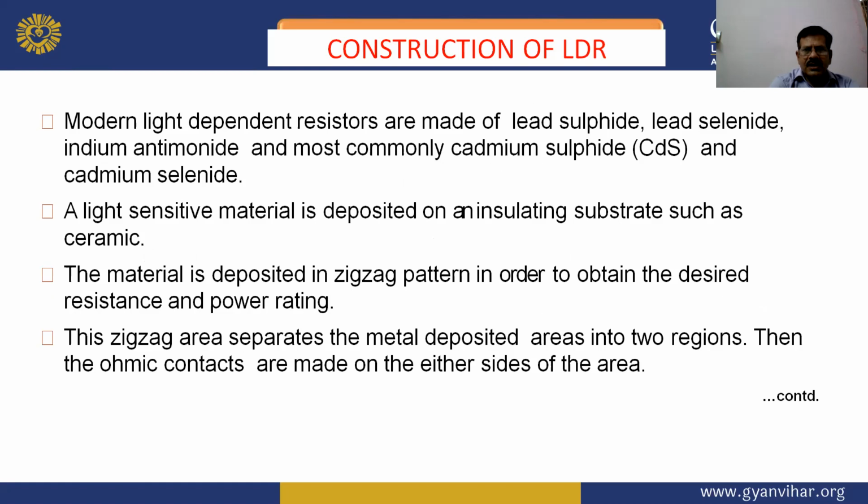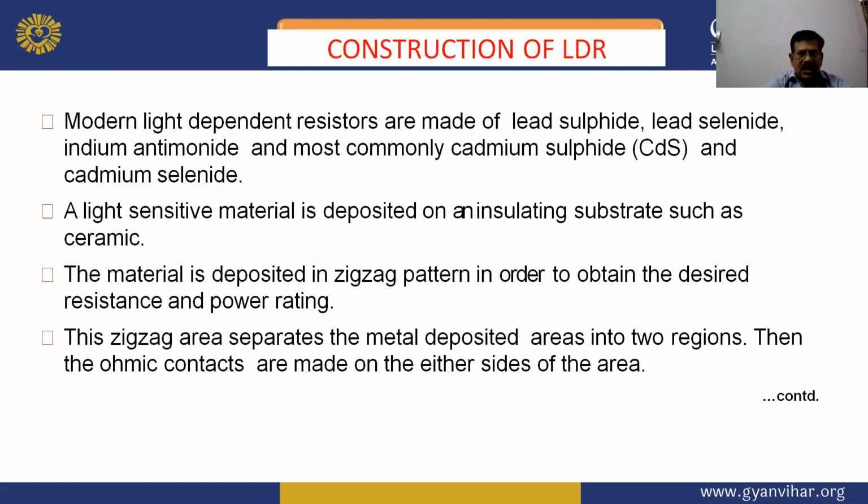In construction of the LDR, modern light dependent resistors are made of lead sulfide, lead selenide, indium antimonide, and most commonly cadmium sulfide and cadmium selenide. These are some materials used for the LDR, and a light sensitive material is deposited on an insulating substrate such as ceramic. In this construction, the material is deposited in a zigzag pattern in order to obtain the desired resistance and power rating.